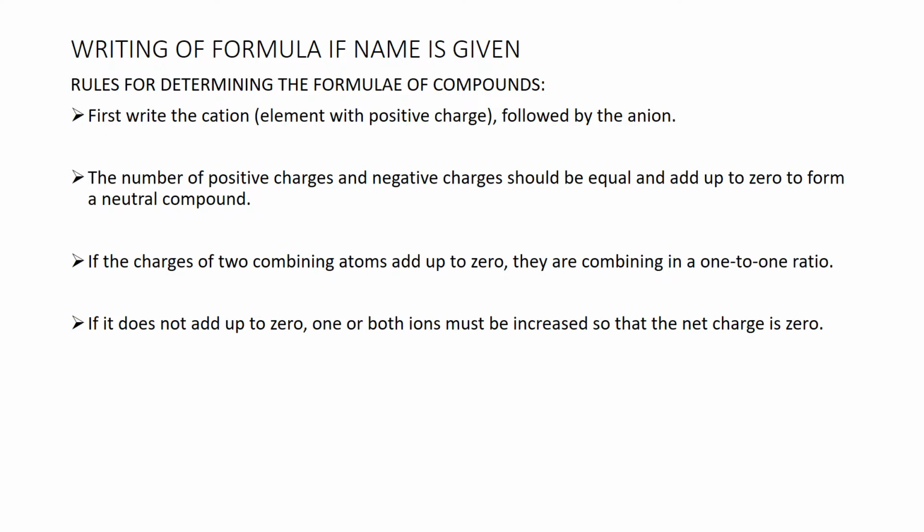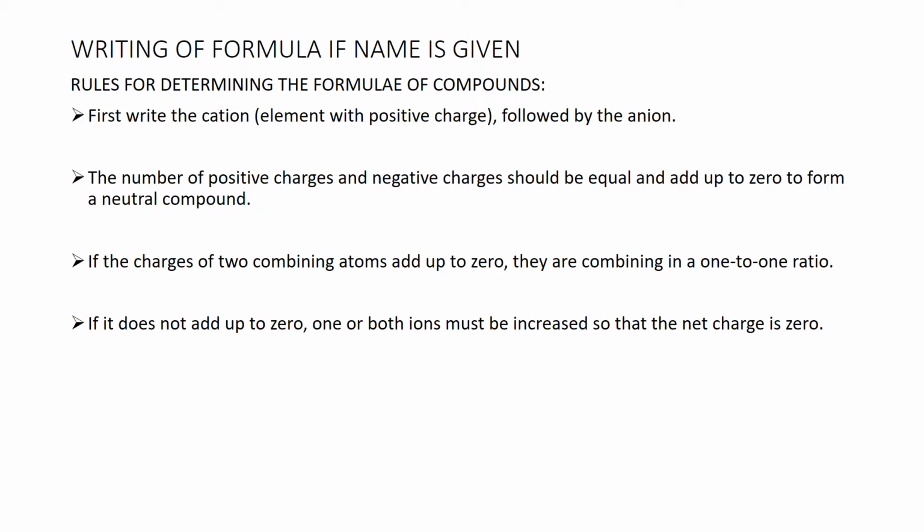So how do you write the formula if you're given the name? We have rules for determining the formula of compounds. First, you write the cation, which is the positive charge, followed by the anion, which is the negative charge. The number of positive charges and negative charges should be equal and add up to 0 to form a neutral compound. Because remember, I told you that a neutral compound should have the same number of positive charges and negative charges. So if the charges of the two combining atoms add up to 0, then you are fine.